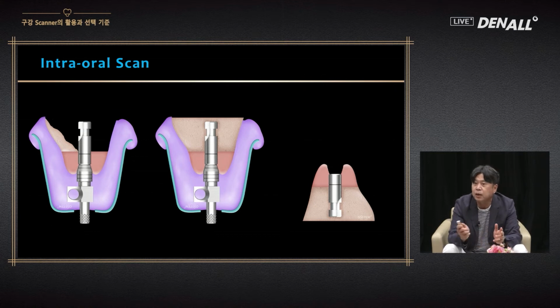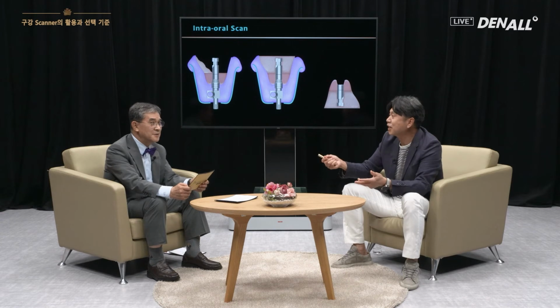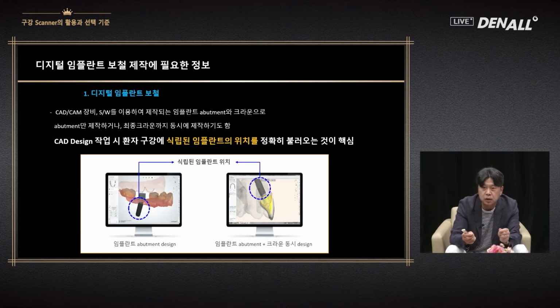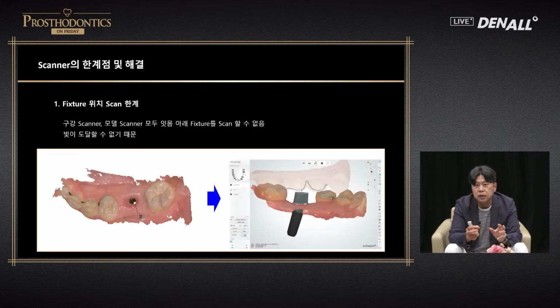So digital impression taking for implants is very accurate and much easier. It's like we are used to taking the high-speed train, and we have to go back to the slow train. That's right. When all the seats are taken in the express train, we have to take the slow train. Exactly. So digital impression taking means the fixture depth and the angle of the implants need to be captured.